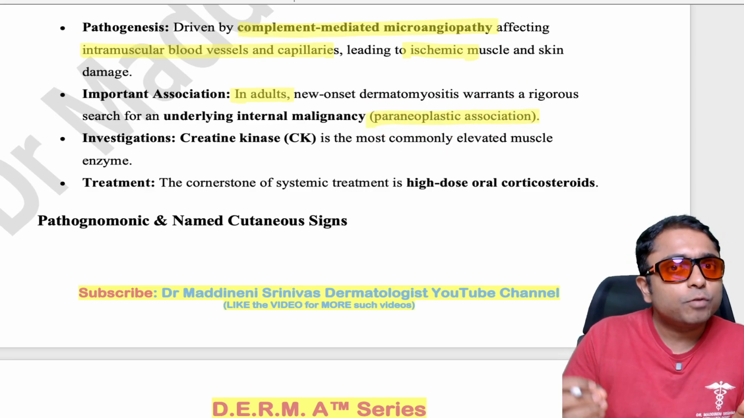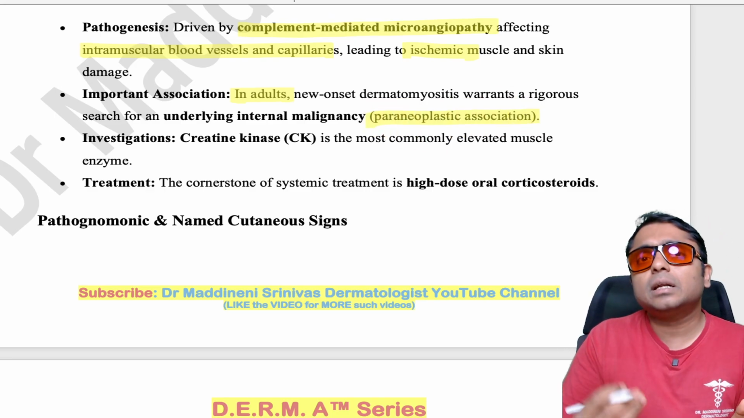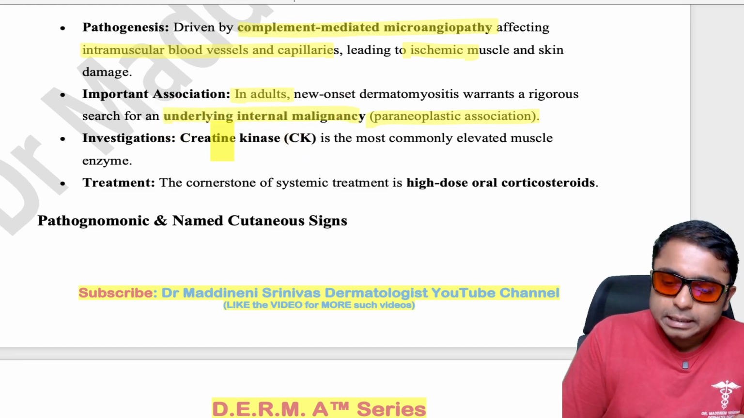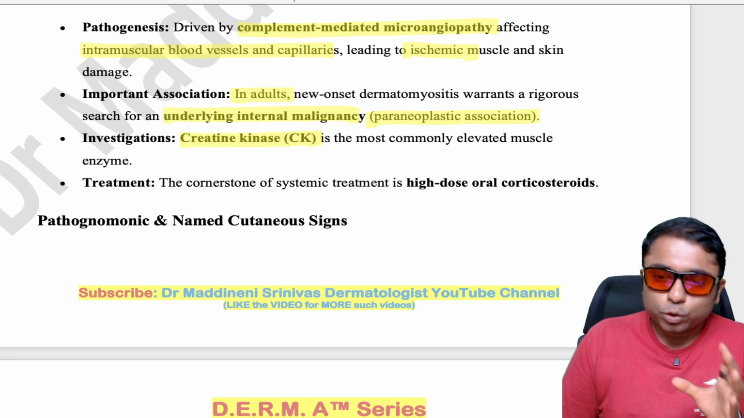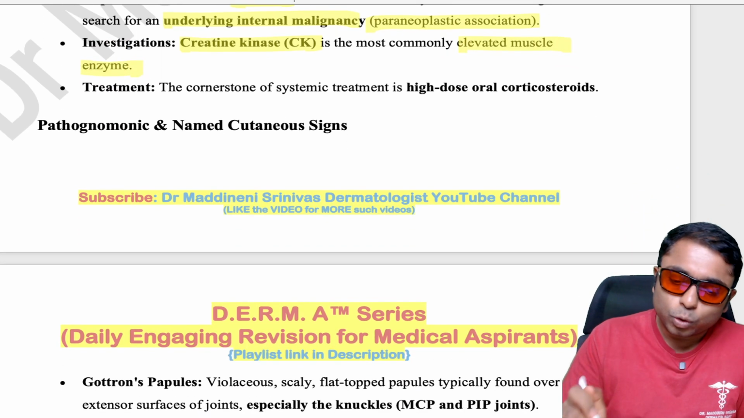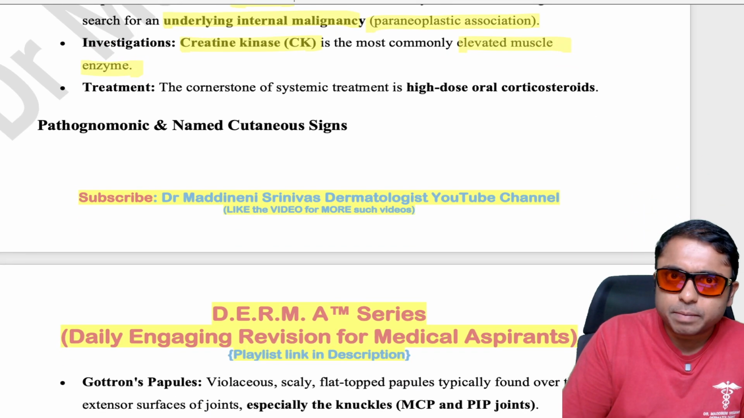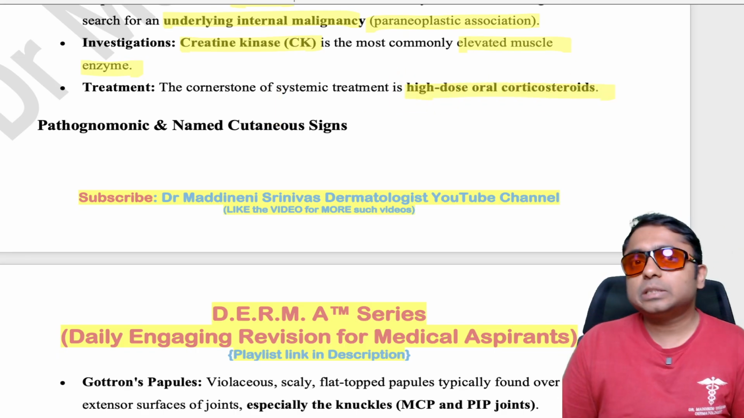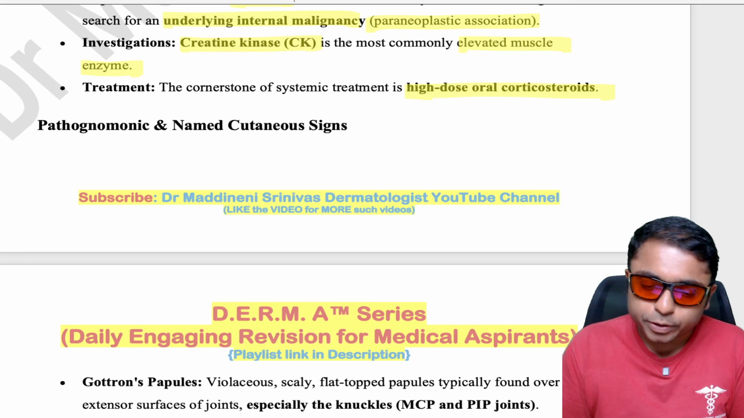So we have to investigate and rule out any internal malignancy in these patients. In the investigations, the creatine kinase is going to be an elevated muscle enzyme, which is very important to look for in the clinical vignette; they may give it in the options also. The cornerstone of the treatment is going to be high-dose oral corticosteroids.